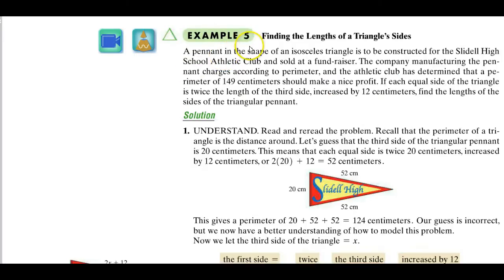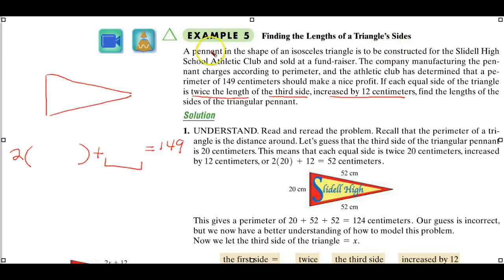All right, in example 5, they're going to ask you the lengths of a triangle's side. So let's read the problem. Well, they're going to make a pennant, which is in the shape of an isosceles triangle, so two sides are the same length. Now, they're going to have the overall perimeter at 149, so we're going to have two sides that are the same length, and then this side here, which is a fixed size. Now, we don't know what the base of that is, so we're going to call that x.